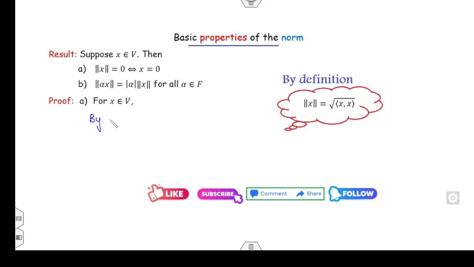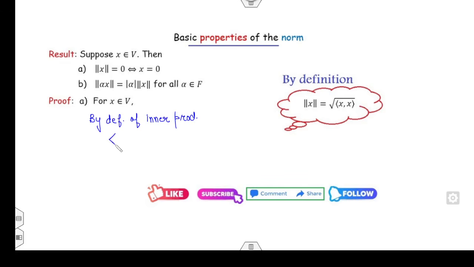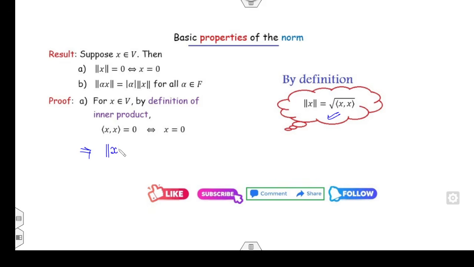But what is the definition of the inner product space? What is the definition of the inner product? That we discussed in our last lecture. You can see examples of the inner product or the concept of the inner product space. We all know inner product x comma x is 0 if and only if x is equal to 0. That's the definition of the inner product. Now you can substitute the value in the definition, which implies norm of x is 0 if and only if x is equal to 0. And that's the proof of the first property.